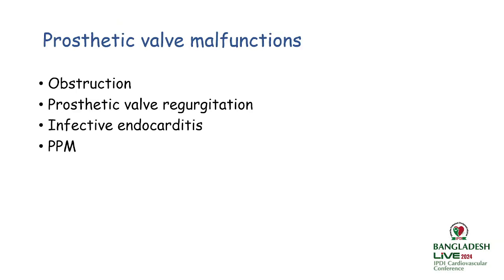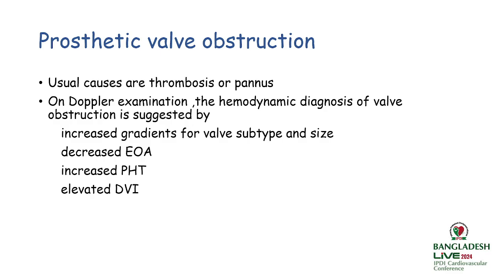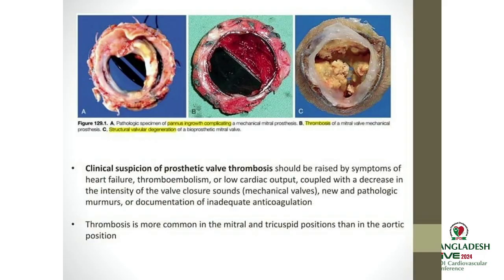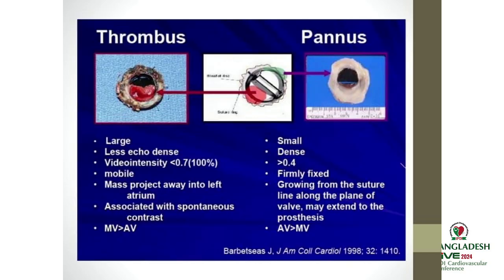And what are the prosthetic valve malfunctions? It's mainly obstruction, regurgitation, infective endocarditis, and prosthesis-patient mismatch. Prosthetic valve obstruction is mostly due to thrombosis or pannus, and we have to differentiate between thrombus and pannus on the background of history. Thrombosis has a quick, acute history, and pannus has a long, prolonged history.